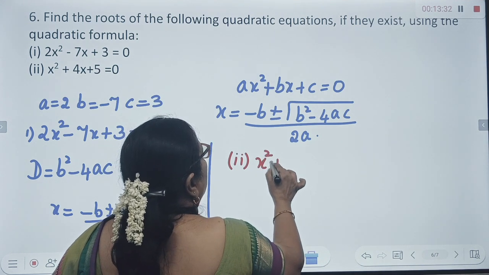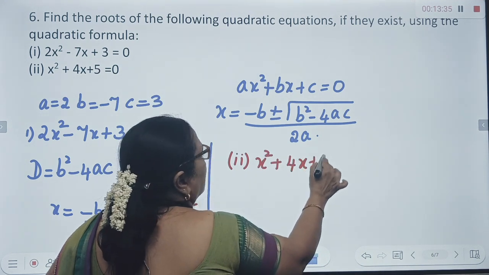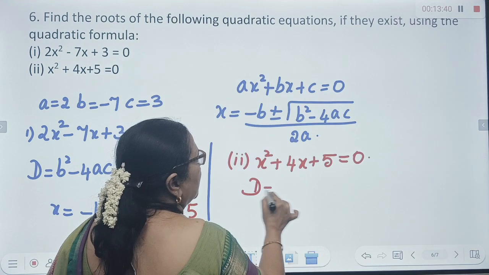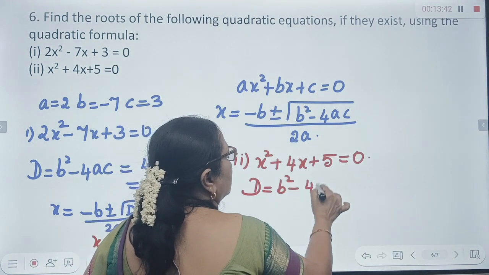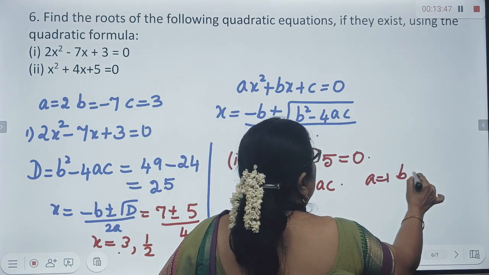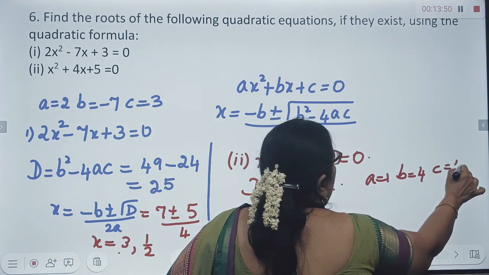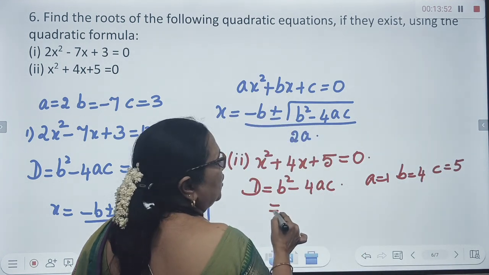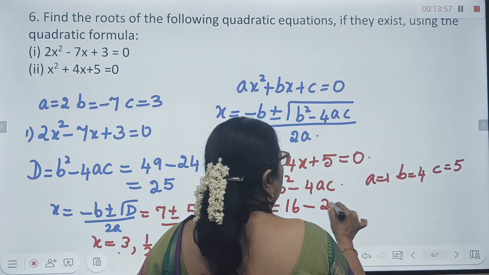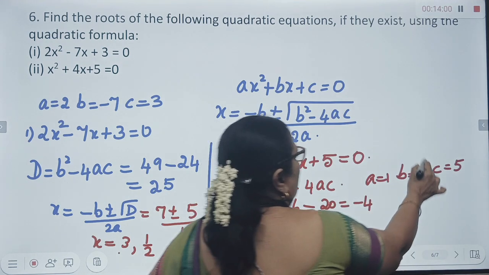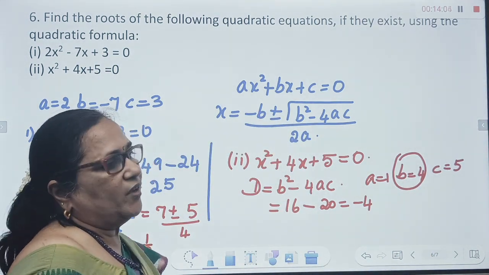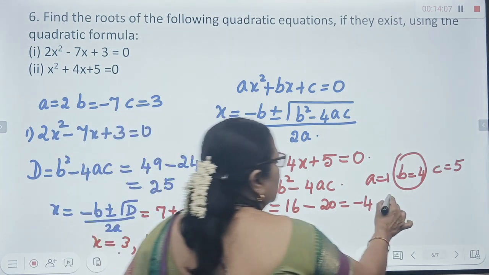x square plus 4x plus 5 equal to 0. Now what will be the discriminant? b square minus 4ac. a is 1, b is 4, c is 5. So b square minus 4ac will be 16 minus 4 into 5, 20, which is minus 4. b square is 16 minus 4 into 1 into 5. This is less than 0.